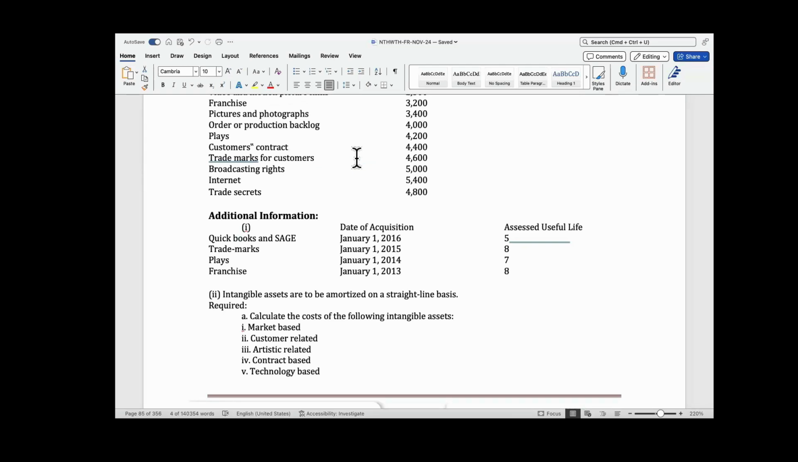No. Market-based. Market-based. Why market-based?